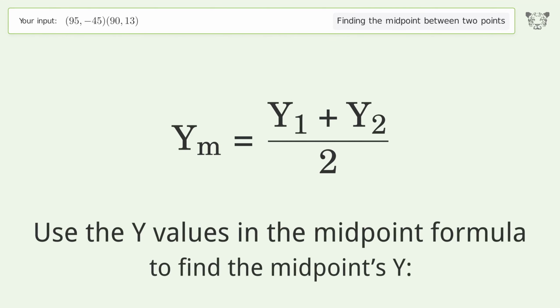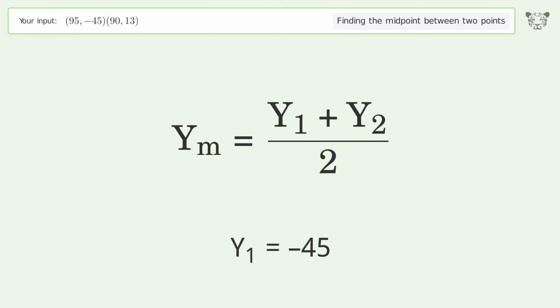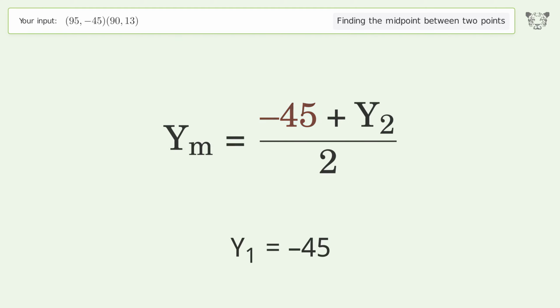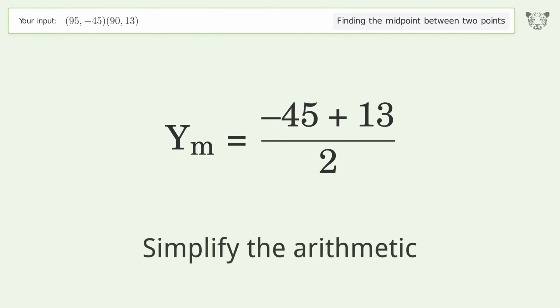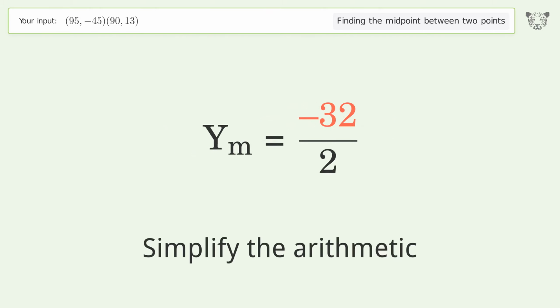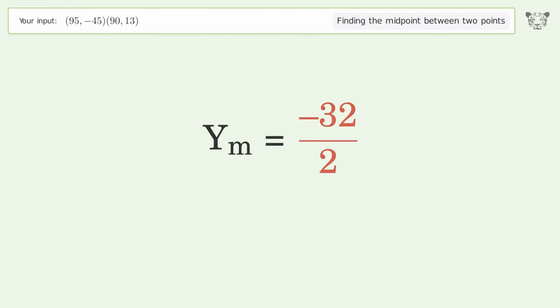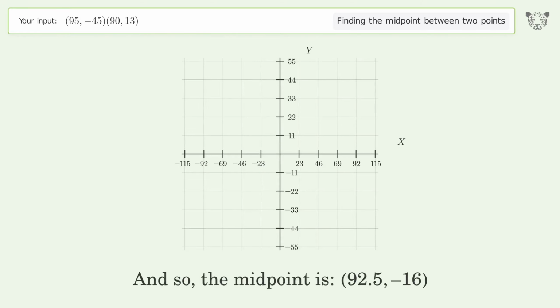Use the y values in the midpoint formula to find the midpoint's y. y1 equals -45. y2 equals 13. Simplify the arithmetic. And so, the midpoint is 92.5, -16.